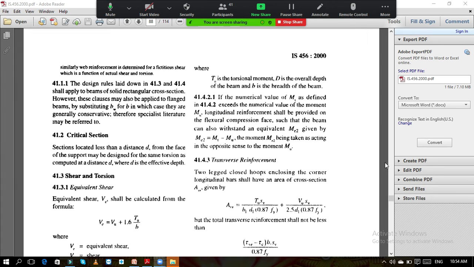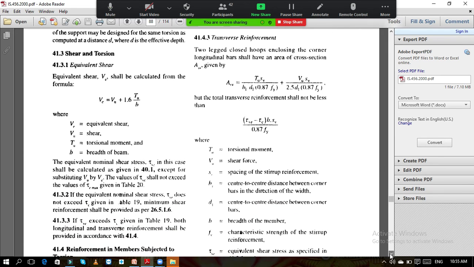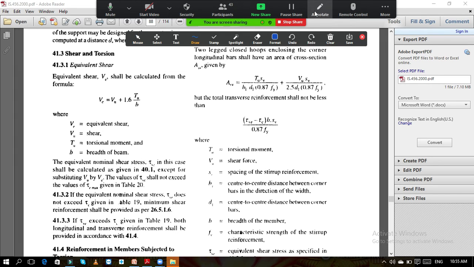About the transverse reinforcement, the clauses are given here. The transverse reinforcement can be calculated as follows. This is the formula which I have already told you. ASV is equal to TU divided by B1 D1 0.87 Fy plus VU SV divided by 2.5 D1 0.87 Fy. This is the shear reinforcement. By using this formula, we are going to calculate the spacing of the shear reinforcement.